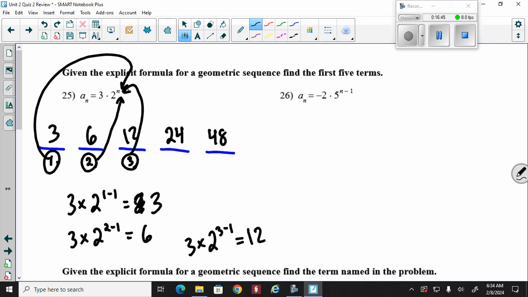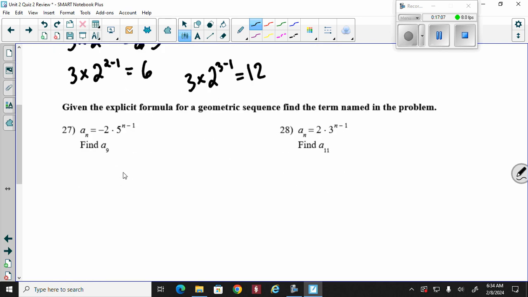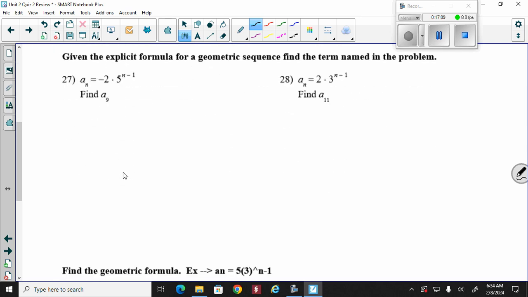All right. For this one right here, the answer is -2, -10, -50, -250, and I believe that's all we needed to go for. Yes. Oh, first 5 terms. Okay. -1250. There we go. Okay.